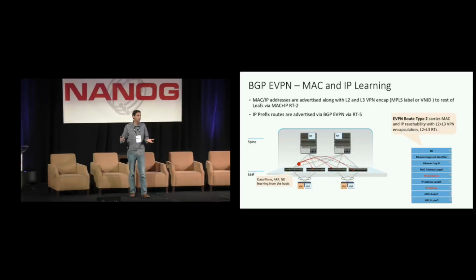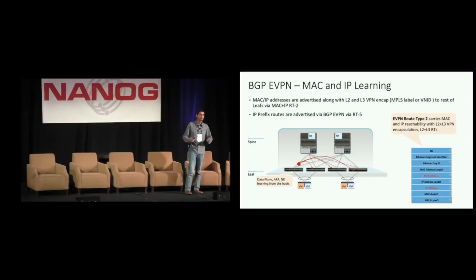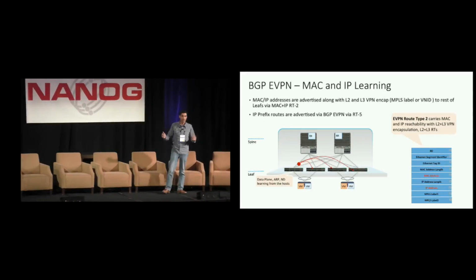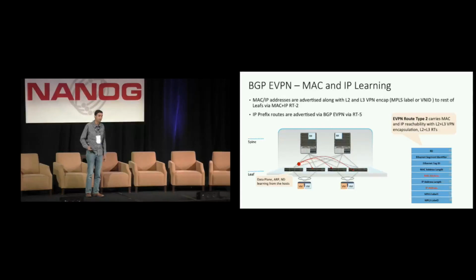It is advertising MAC reachability to all the leaves that are part of the MAC or the layer 2 VPN overlay, along with the layer 2 VPN encapsulation information and the corresponding route targets for import into the MAC VRF. And it is advertising IP reachability to all the other leaves that are part of the layer 3 VPN overlay, along with the layer 3 VPN encapsulation, which could again be an MPLS label, a VXLAN VNI, or any other segment identifier, along with the route targets that enable import of this route into the respective IP VRFs on individual leaves.